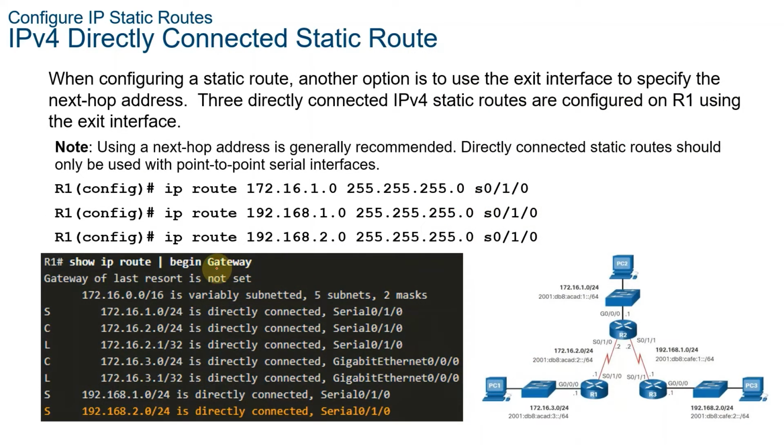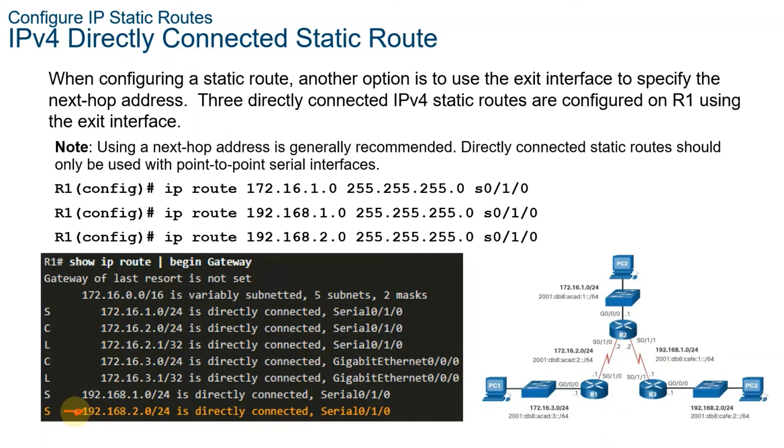Okay, so next would be the IPv4 directly connected static route. When configuring a static route, another option is to use the exit interface to specify the next hop address. The figure shows the topology again that we used in the demonstration. The IPv4 routing table for R1 shows that when a packet is destined for the 192.168.2.0 network, which is denoted by S here, this means this is a remote network.